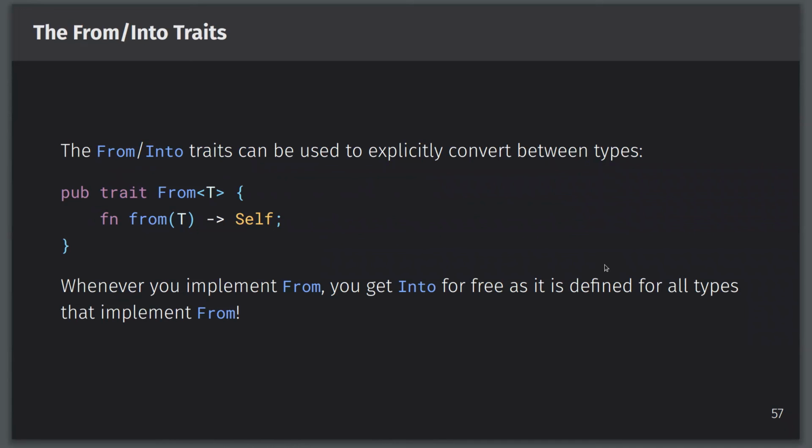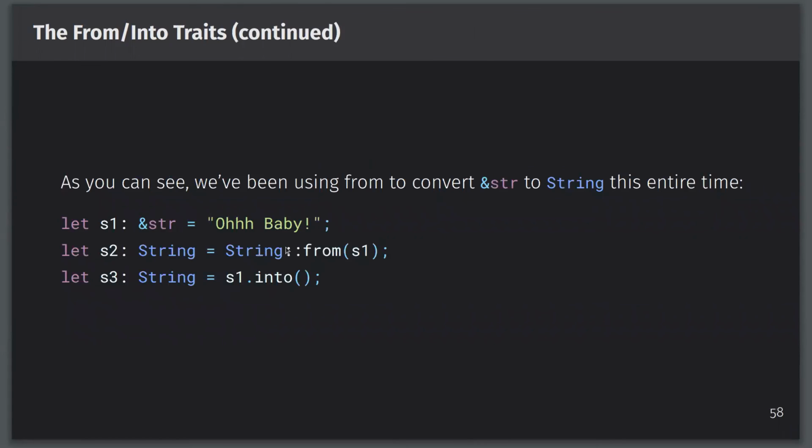You can explicitly convert one object to another using the From and Into traits. It's a function, from, that takes type T, which is what you're converting from, and then it returns the type that you're implementing it for, so Self in this case. Whenever you implement From, you automatically get Into for free, as it's defined for all types that implement From. You can look that up online; its definition is pretty interesting. And you can use it like this.